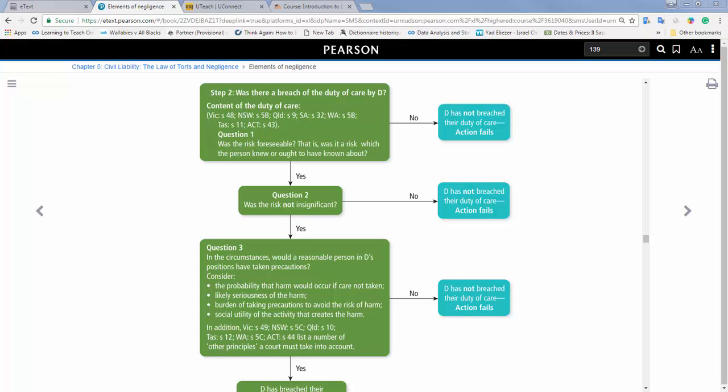The last thing you have also to look at is the social utility of the activity that creates the harm. Sometimes you need to create this risk that's not insignificant in order for you to achieve a social utility. So, for example, there's this incident sometimes that's referred to in relation to fire brigades.